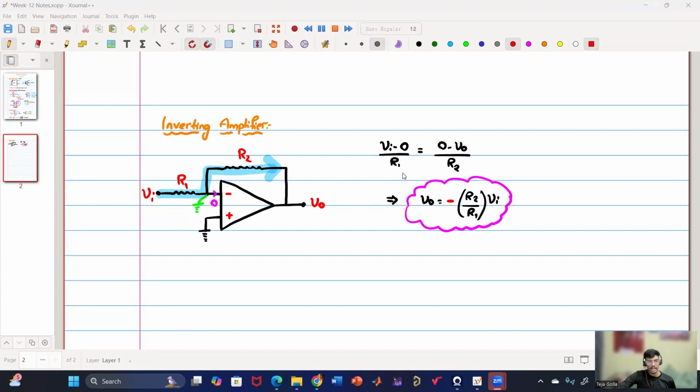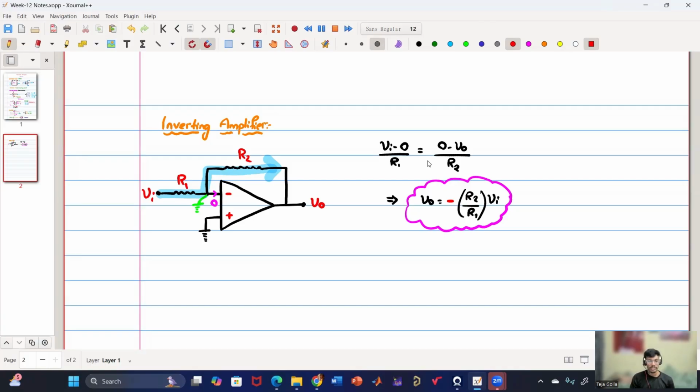So if I want unity gain, then I can consider R1 equal to R2. If I want gain 2, then I can consider R2 equals 2R1. So I can get a wide range of gains, but note it is an inverting amplifier. So is this circuit clear? Can we proceed further?